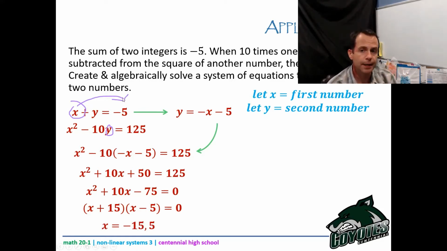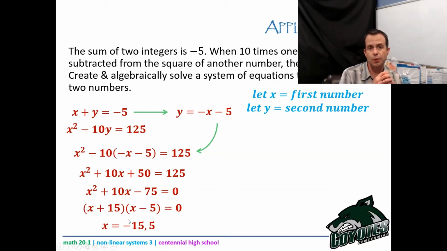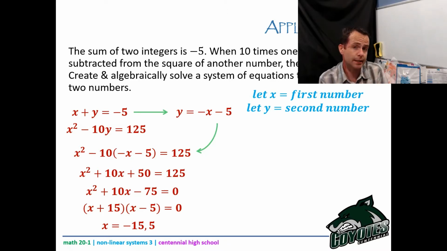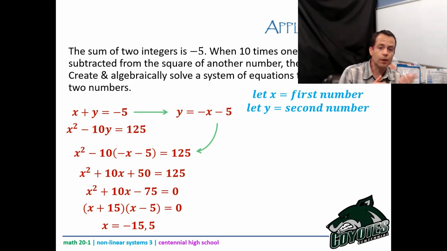Now, you want to be careful here. Sometimes we see these two solutions and say, oh, those are my two numbers and I'm done the question. Well, no, you're not. What these actually represent is the two x values of two different solution sets. I still need to get the y value that goes with each of those x values. So there are actually two solution sets to this question. One of the numbers is negative 15, the other one of the numbers is 5, but I've got to get the matching numbers that go with them.